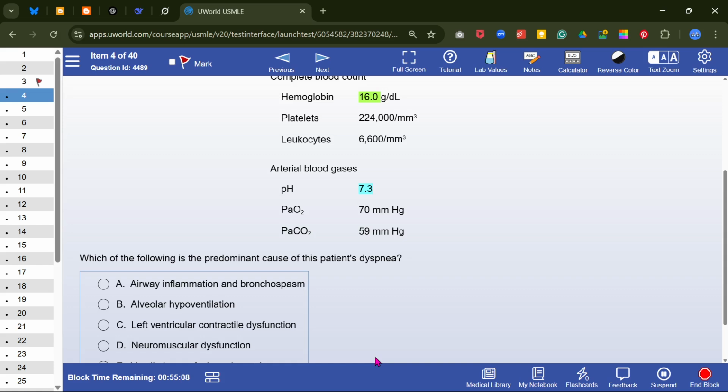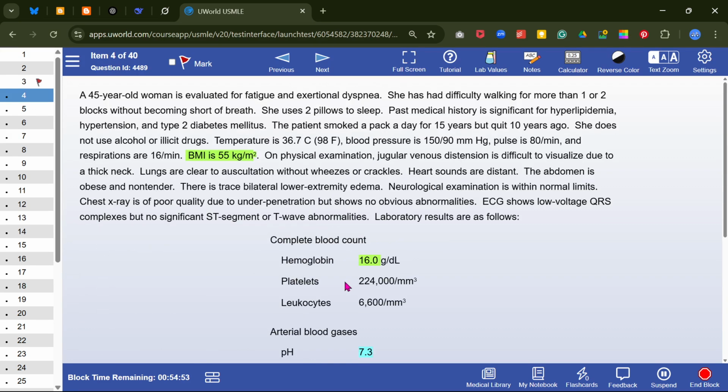Is high. Respiratory acidosis. Is his A-a gradient normal? Normal A-a gradient is 5 to 15, isn't it? Age divided by 4 plus 4.